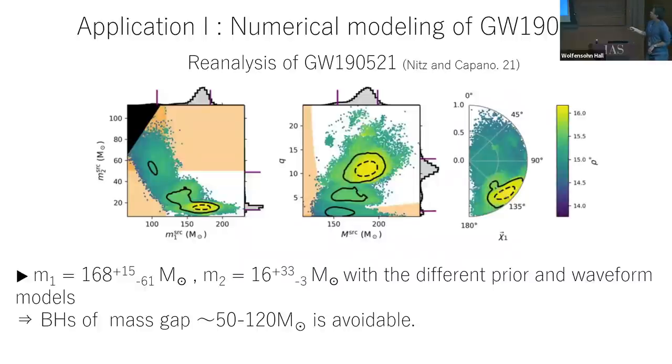Just after the report by LIGO, Nitz and Capano at AEI Hannover did a reanalysis of this event, using different priors and different waveforms from those originally used. They reported a bimodal structure in the probability distribution of the mass function. They reported the primary component is 168 solar mass, and the secondary is 16 solar mass, which means that the black holes in the gap between 50 and 120 solar mass could be avoided.